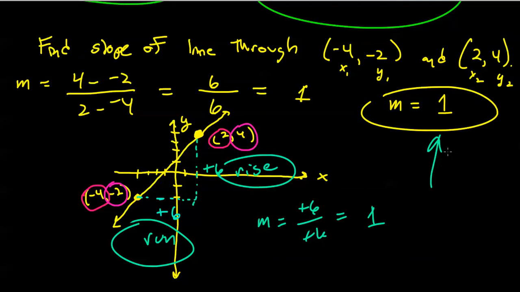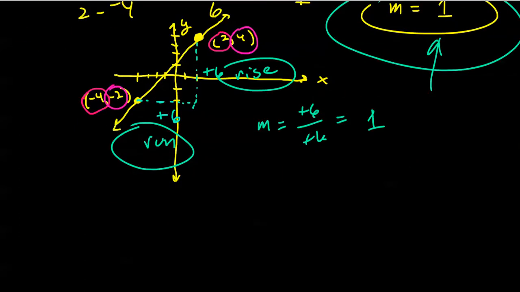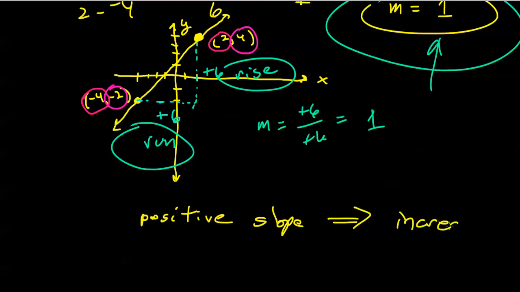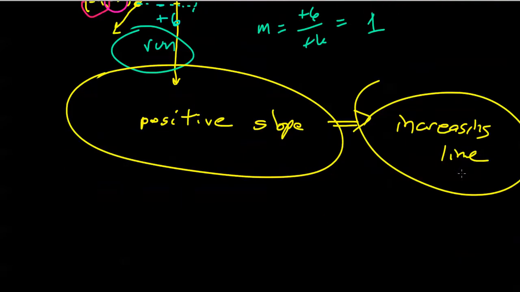Alright, this slope is positive, right? A slope of 1 is a positive 1, and when you've got a positive slope, that means you've got an increasing line, increasing left to right. Positive slope, increasing line. Negative slope, decreasing line. Alright, so we've done some slope calculations. A couple of special cases here.